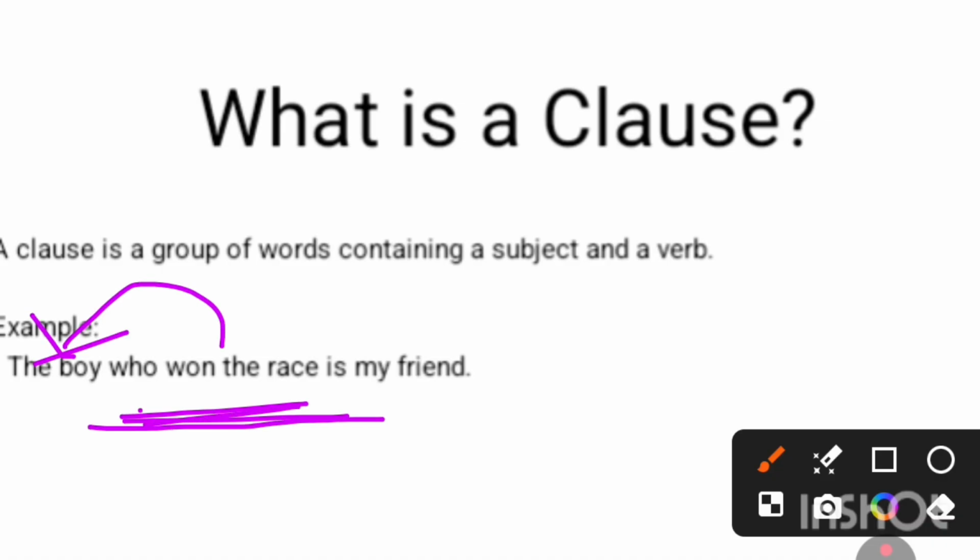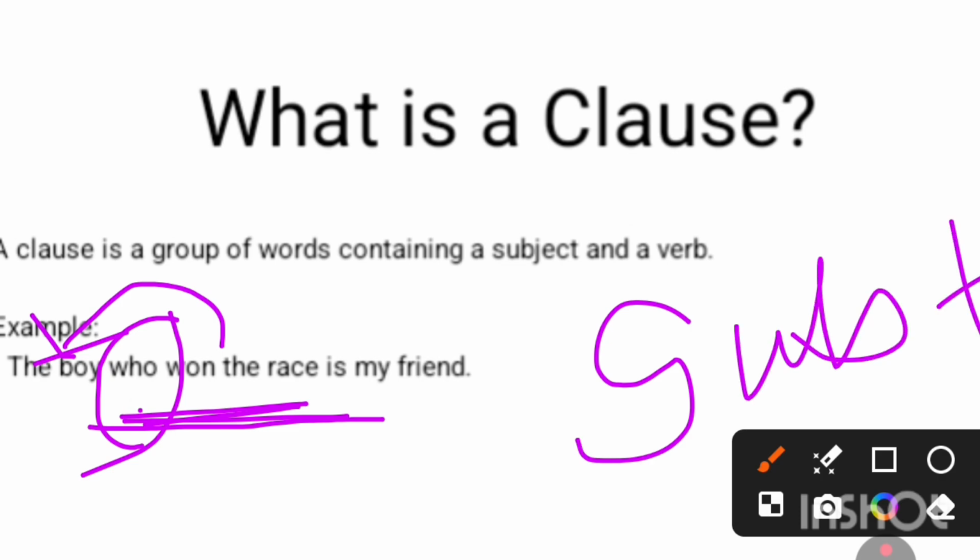Now, in an adjective clause, you can see the conjunction. Whenever this conjunction is the subject or object of this subordinate clause, it is called a relative clause. Friends, I think you understand. Here you can see the term who.